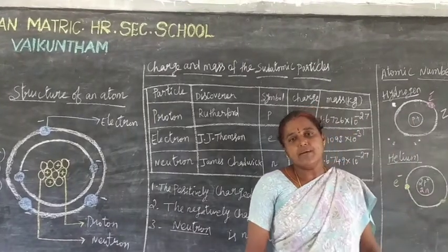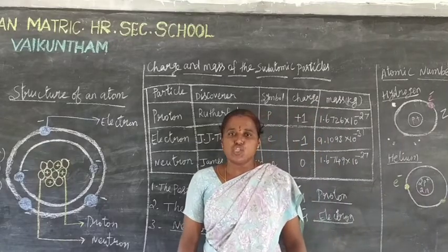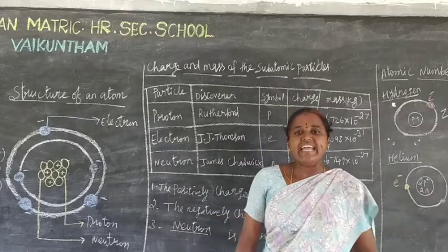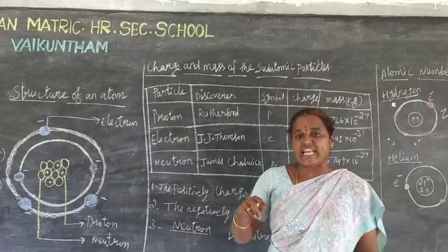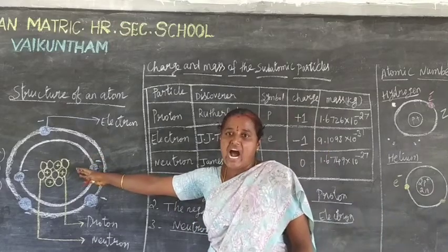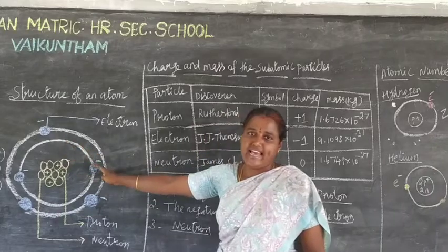Next, is the structure of the atom the same as the structure of the solar system? Yes, it is similar to the solar system. It has a center called the nucleus, and it has paths called orbits around the nucleus.